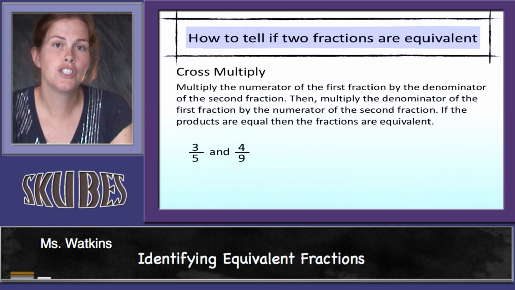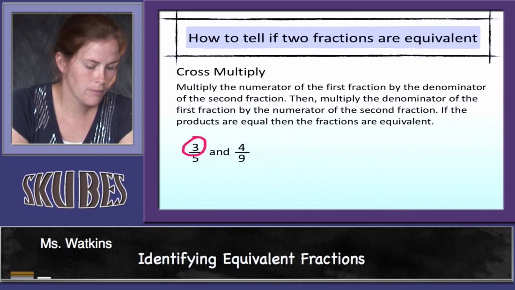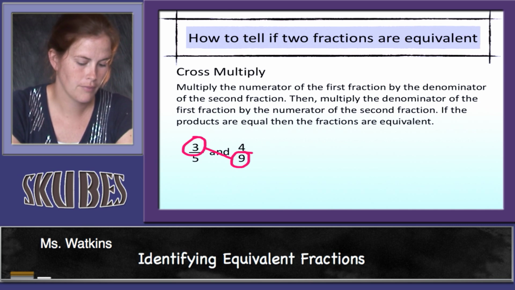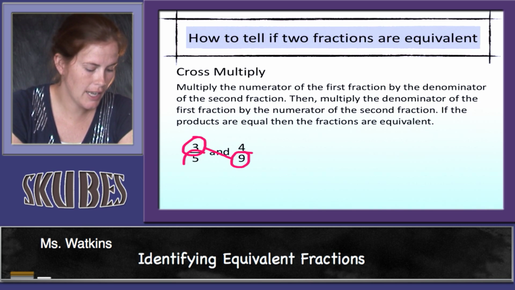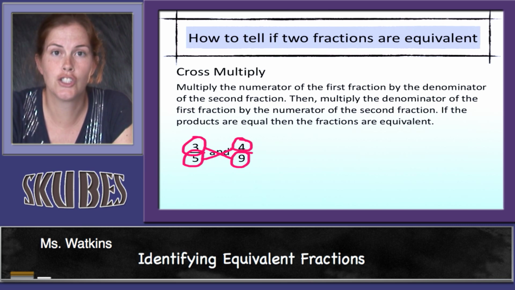All right, how to tell if two fractions are equivalent? One way is to cross multiply. You multiply the numerator of the first fraction by the denominator of the second fraction. Then you multiply the denominator of the first fraction by the numerator of the second fraction. If the products are equal, then the fractions are equivalent.